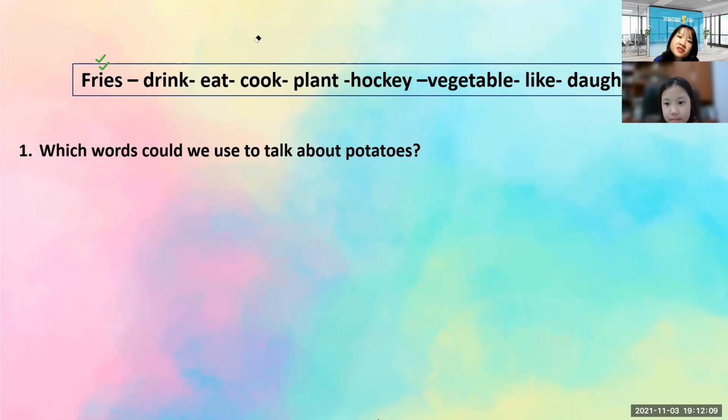No, I mean, you have to find the other words. So we have 9 words, right? What can you fry with potato? Which word could we use with potato? So 5 more here. Can we use drink with potatoes? Can we use eat with potatoes? Can we use cook with potatoes? Now you got it? Actually, you don't understand what I said.